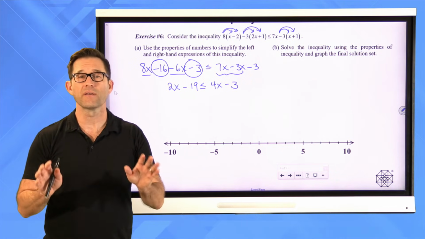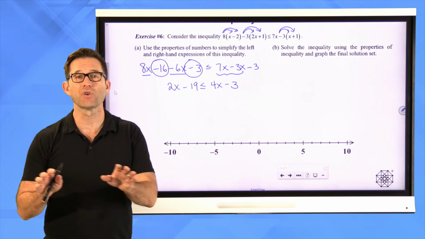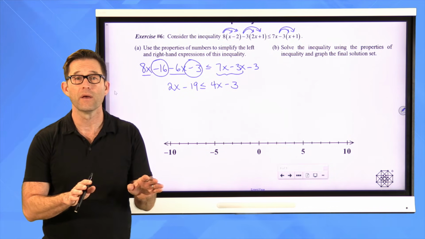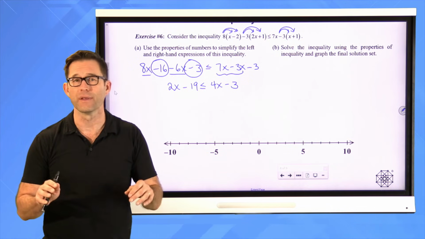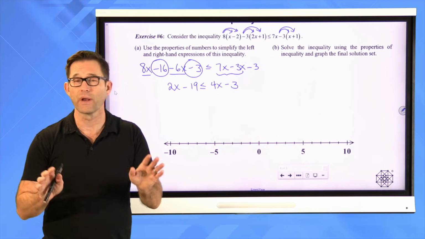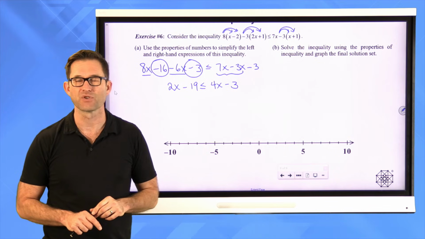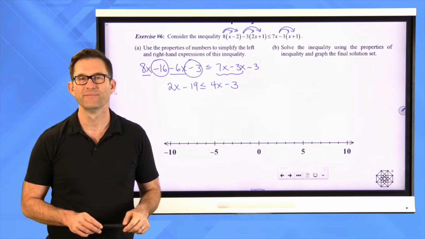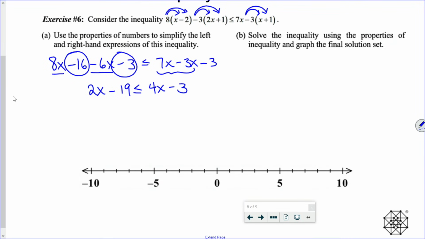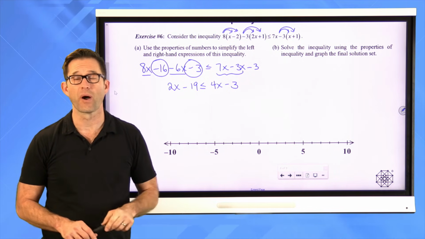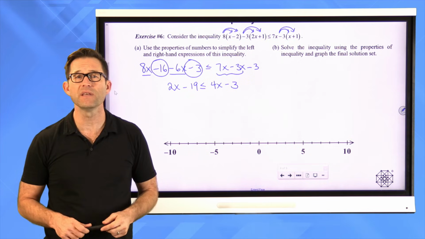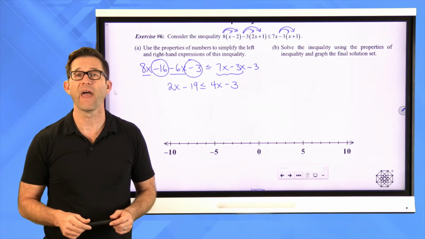You shouldn't confuse doing things to solve an equation or an inequality, right, which is things like the multiplication property of equality or the addition property of inequalities or whatever, with just writing equivalent expressions. But now let's take a look at letter B. Solve the inequality using the properties of inequality and graph the final solution set. In other words, right, now what I want you to do is solve this inequality using those properties. Pause the video now and go ahead and see if you can both solve the inequality and graph its solution set.